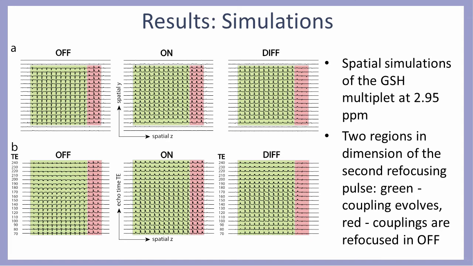Here are the results of the spatial simulations of the glutathione peak at 2.95 ppm. It can be seen here that there are two different regions within the voxel: a green region where the coupling behaves as intended, and a red region where it does not. As you can see in the off spectra, the multiplets are negative as desired in the green region, but are positive in the red region. On multiplets were positive as expected in all regions.